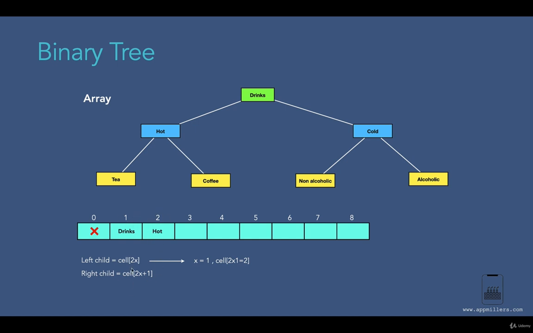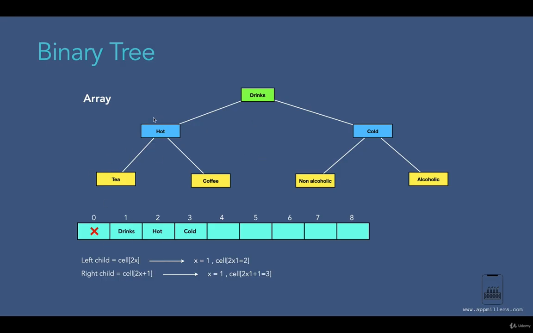Similarly, based on parent's index, we are going to calculate right child's index. So in this case, we are going to multiply 1 with 2 and plus 1. In this case, we are going to get 3. So this means that right child, in our case, which is cold, is going to be inserted at the index of 3 over here. Now then, we are going to calculate indexes of these left and right child's children. So in this case, it's going to be like this.